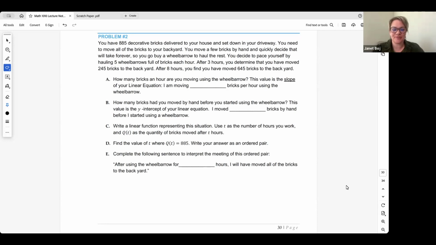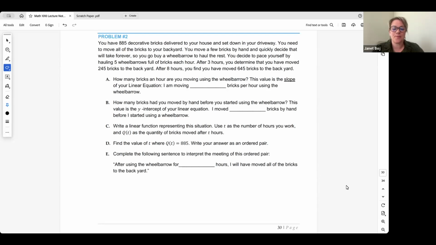Problem number 2. You have 885 decorative bricks delivered to your house and set down in your driveway. You need to move all the bricks to your backyard. You move a few bricks by hand and quickly decide that will take forever. So you go buy a wheelbarrow to haul the rest. You decide to pace yourself by hauling 5 wheelbarrows full of bricks each hour.